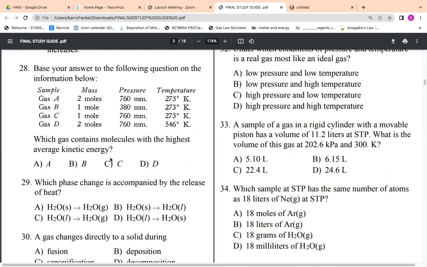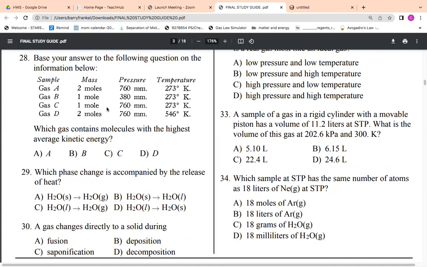Moving on, number 28. Base your answer to the following question on the information below. Which gas contains molecules with the highest average kinetic energy? Again, average kinetic energy is just the temperature. So all you got to do is look for the thing with the highest temperature, and we can see that that is this. So that would be gas D.